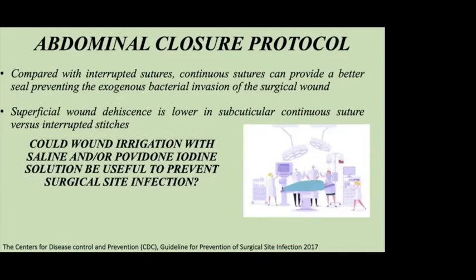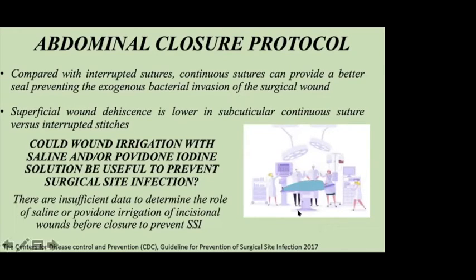So what then is the role of wound irrigation? There are some surgeons who opt to do saline or povidone iodine solution wound irrigation to prevent surgical infection. So are there really studies regarding this? Here, there are insufficient data to determine the role of saline or povidone irrigation of incisional wounds before closure to prevent SSI. Actually, intraoperative wound irrigation, this one refers to the flow of a solution across the surface of an open wound. It is actually widely practiced.